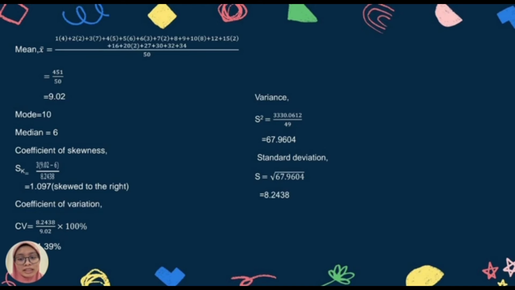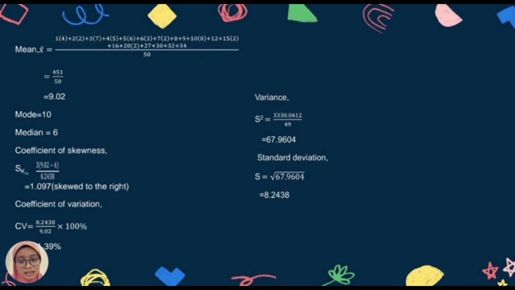Then, we need to measure the dispersion, and we start with the variance. The formula for the variance is the summation of x squared divided by n minus 1, so 3330.0612 over 49, and I will get 67.9604. Then, take the square root of the value to find the standard deviation, and it is 8.2438.